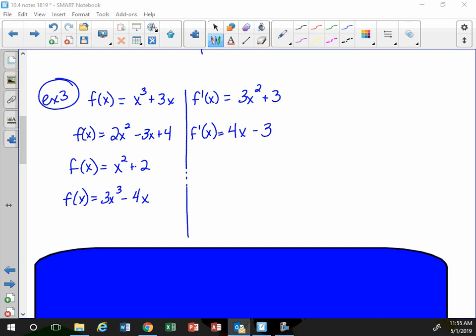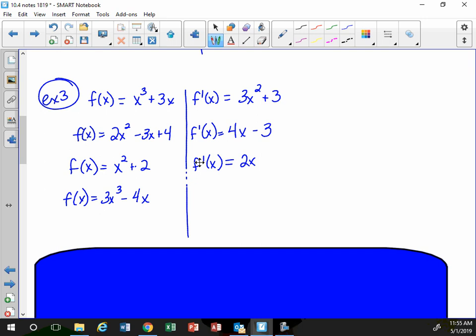All right, guys, so let's look. Jotted down the first couple. Third one here. If f of x equals x squared plus 2, what is f prime of x going to equal? Just 2x. Okay? So, use the power rule. So 2 goes in front and then decrease by 1, so we get 2x.